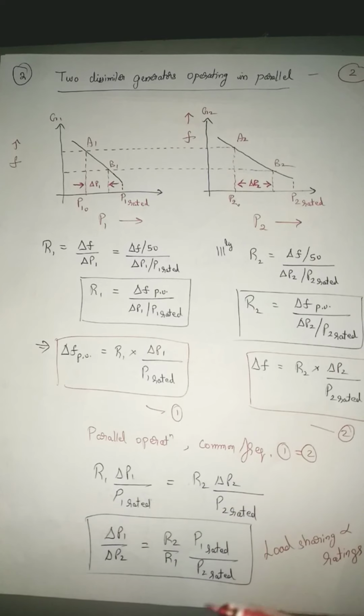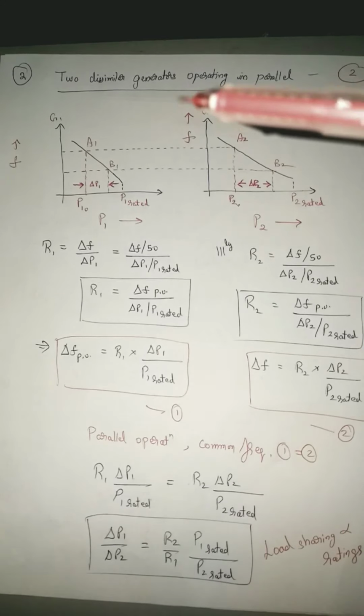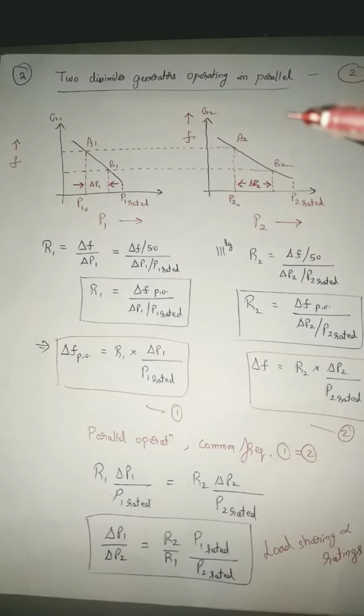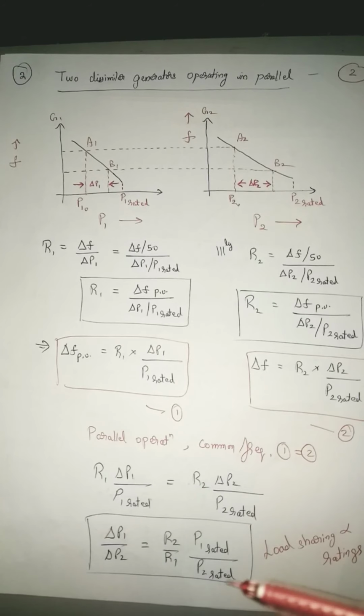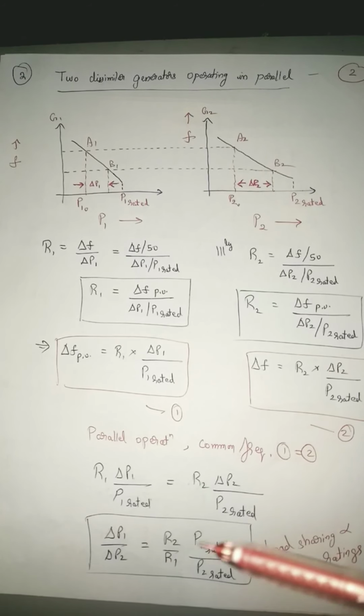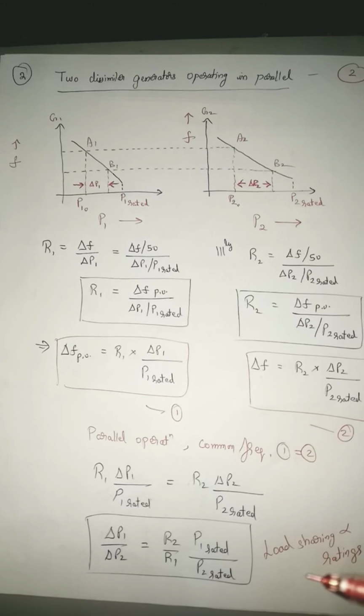So from this expression we can understand that in the second case, when two dissimilar generators are operating in parallel, the load sharing is proportional to their ratings. Ratings in the sense, load sharing is proportional to their capacities. Unlike the first method, in which whenever there was an increase in the load demand, one of the generators used to be overloaded. But here it does not happen, because the load is being shared proportional to the capacity of the machine. None of the machines will be overloaded or underloaded. So this is it with parallel operation of generators.